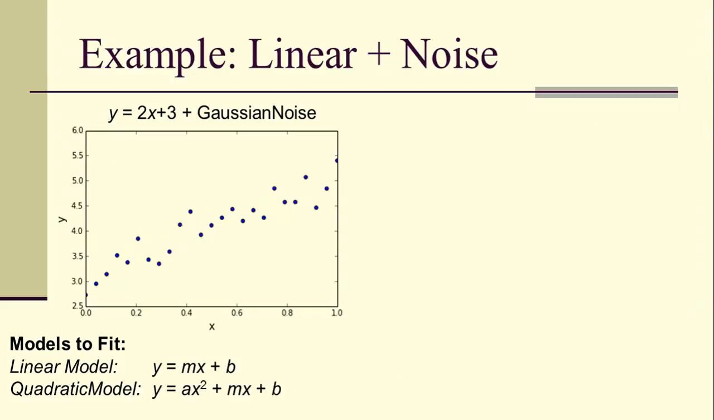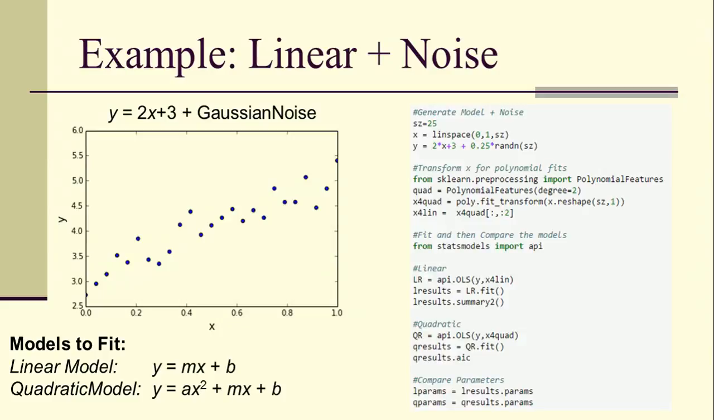So let's look at linear plus noise. Suppose we had y equals 2x plus 3 plus Gaussian noise. And the linear model is y equals mx plus b. The quadratic is y equals ax squared plus mx plus b. And the linear is a special case of the quadratic. So therefore, the linear will always be a worse fit than the quadratic. The quadratic will always be better because it has one extra parameter and includes the linear as a special case. Here is the Python code I'm using to generate this example I'm about to show you.